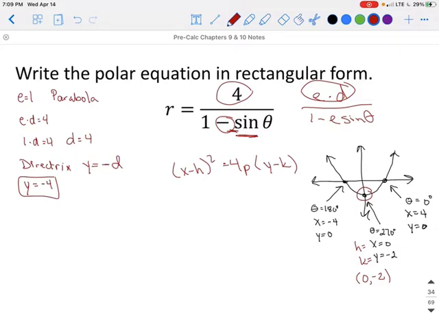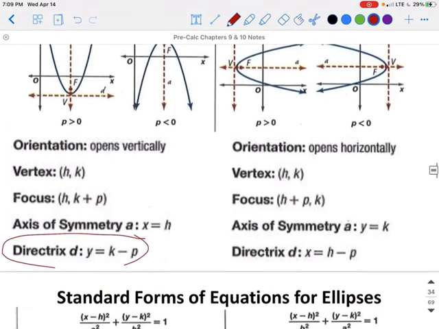So we do know the H and the K for our equation, but we have to find that P value. Now, we know that because we're using the formula x minus h squared, if we come back up here and look, our focus is h and k plus p.